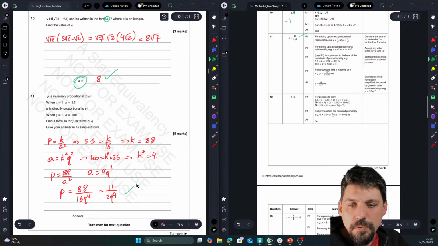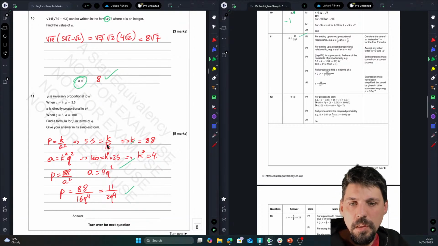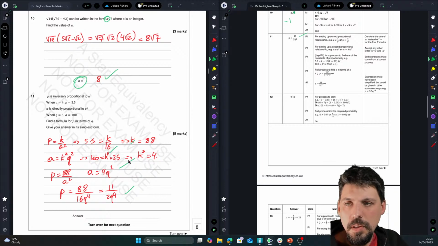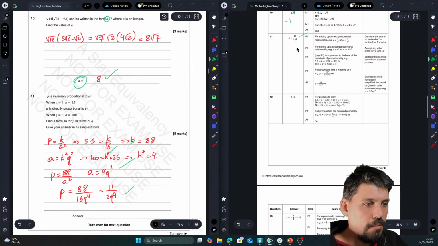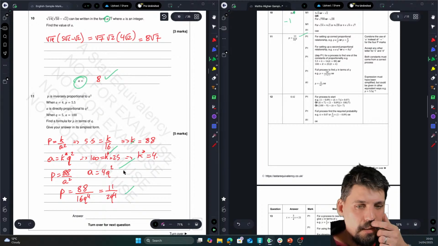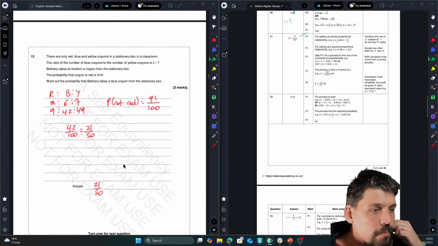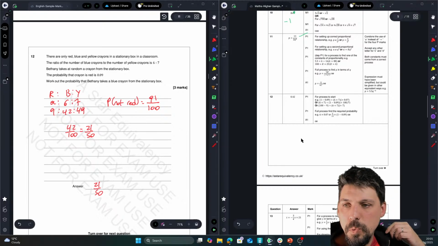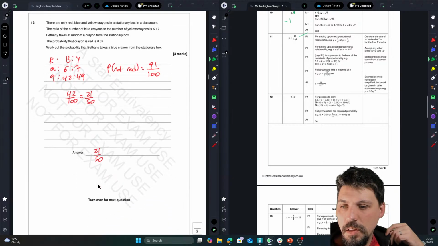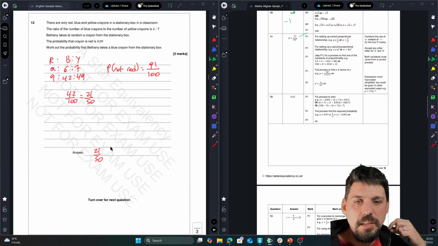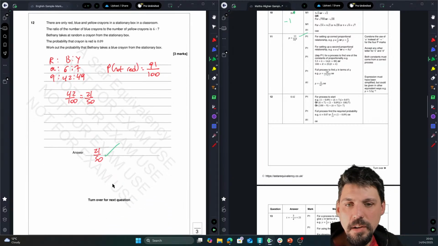11 over 2q to the 4, yep. Some of these I'm not going to check all the method marks because it's pretty much impossible to get the answer without doing all the methodology. What are we on? 12. 0.42, 21 over 50. I mean, that is correct. They did not say to put it as a decimal, so that is correct.